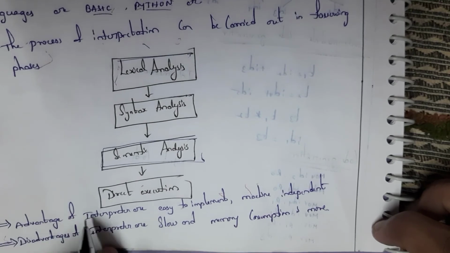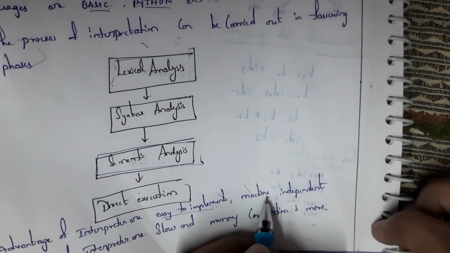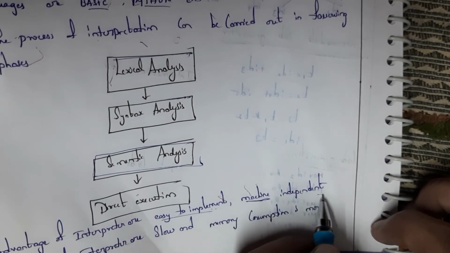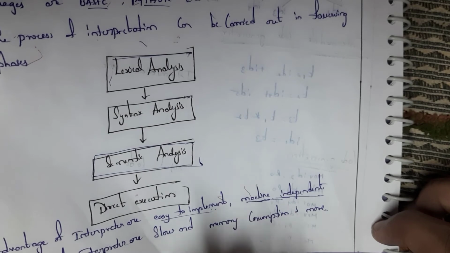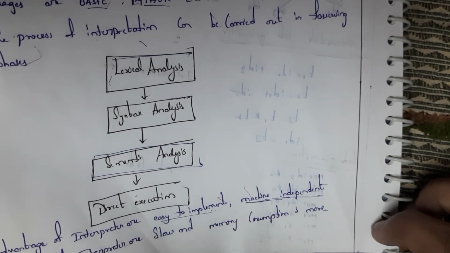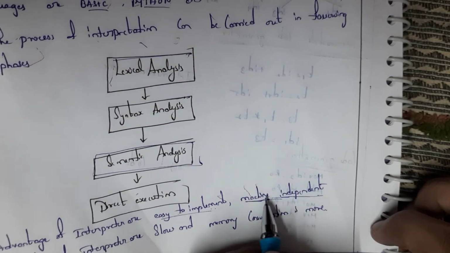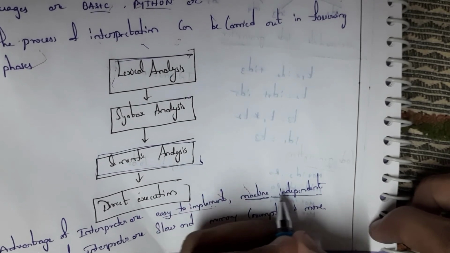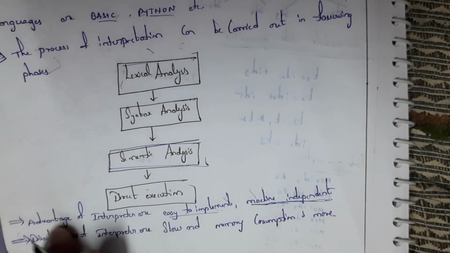What are the advantages of an interpreter? It is easy to implement and it is machine independent. This interpreter is easy to understand and easy to implement, and it is machine independent. That means it does not depend on the machine.